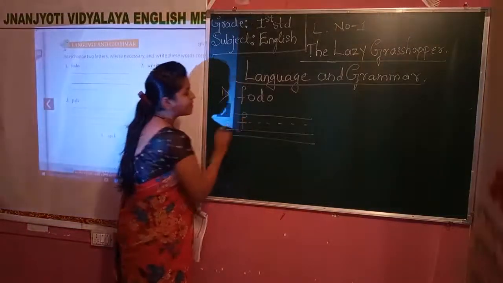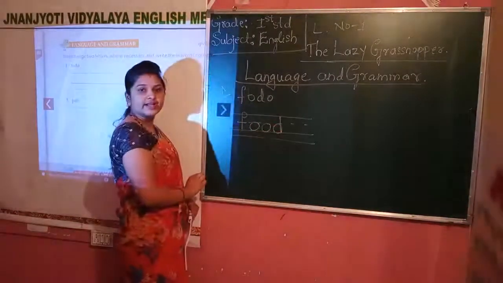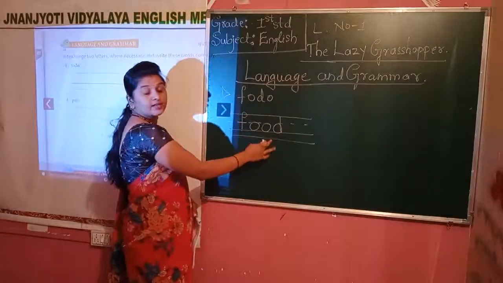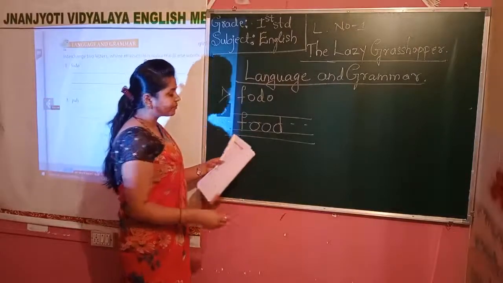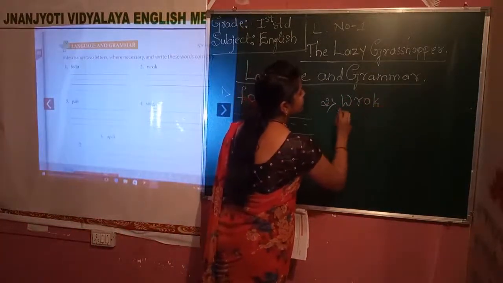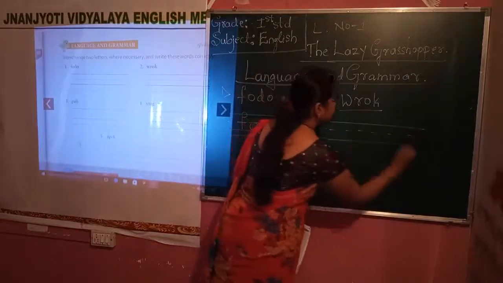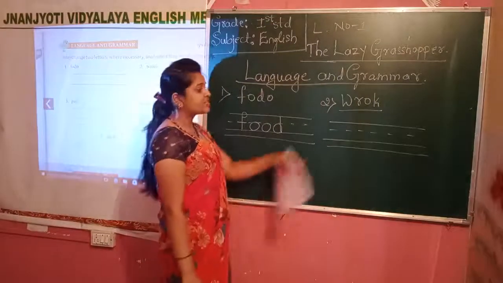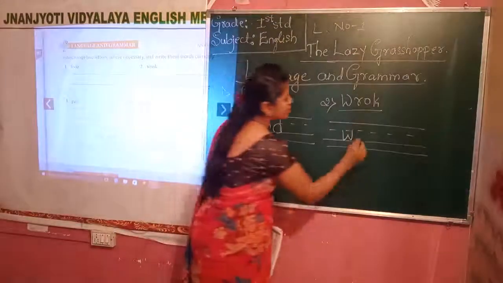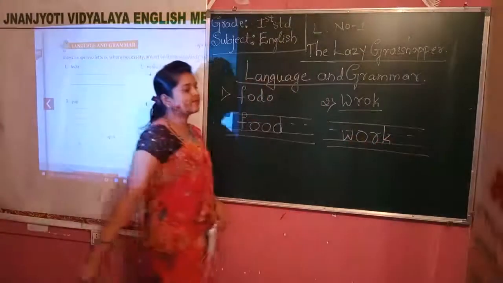First, you have to write F, O, O, D. Correct? Food. You got one word. By interchanging the letters, you got a word called food. Next one, the second one. W, O, R. Is this correct? No. You need to make it correct. So interchange the letters, which word will you get? First write W as it is. W. Next O. R. K. Work.